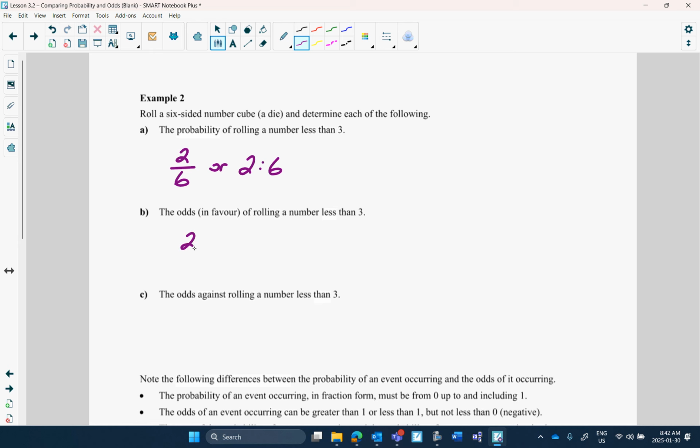Well, there are 2 ways it can happen. How many ways can't it happen? 4, because there are 6 total ways it can happen. Or 2 to 4. Or 1 to 2. A lot of times we do reduce odds. Like when you see odds in sports betting, it will usually be in lowest terms.